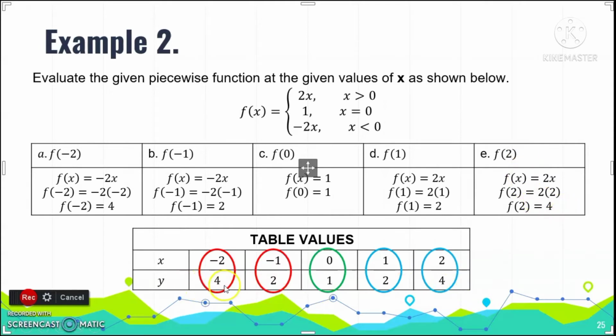So as you can see, there are 3 different colors here. For the first color, the red, that is for the function -2x. And for the green color here, that is for the constant function f of x is equal to 1. And then for our blue color here, we have f of x is equal to 2x because x is greater than 0.